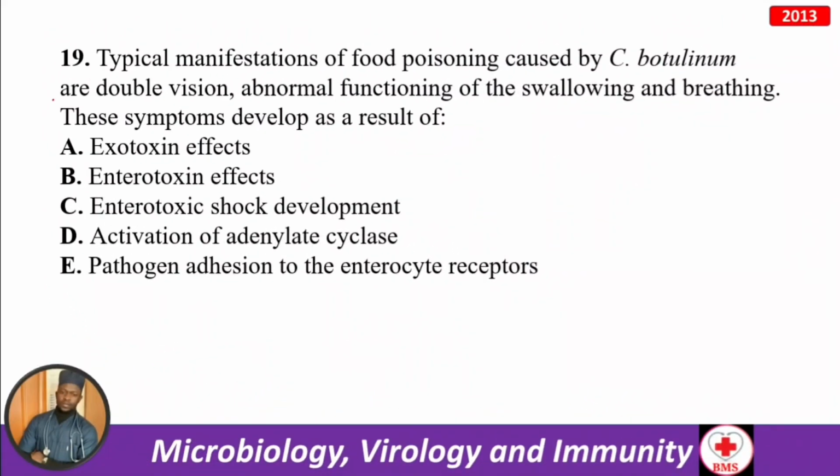Typical manifestations of food poisoning caused by Clostridium botulinum are double vision, that's diplopia, and abnormal functioning of swallowing and breathing. These symptoms can develop as a result of what? So you just need to know the mechanism of botulinum toxin, right? When this toxin is released, it goes to the neuromuscular junction. It prevents the release of acetylcholine, therefore causing flaccid paralysis, right?